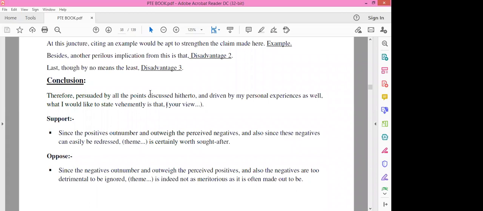Here it's capital, but to continue from there after that with S in small letter. Since the positives outnumber and outweigh the perceived negatives, and also since these negatives can easily be redressed, redressed means can be managed, can be controlled. Traveling to distant nations to pursue one's dreams is certainly worth sought after. Pursue one's dreams means either for education or for earning a livelihood.